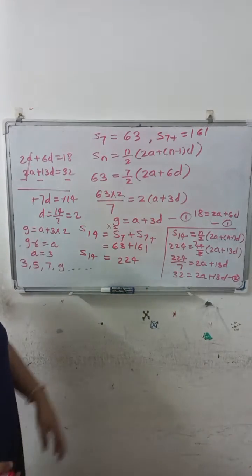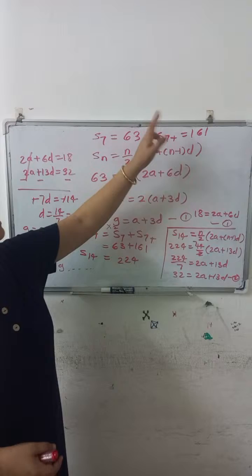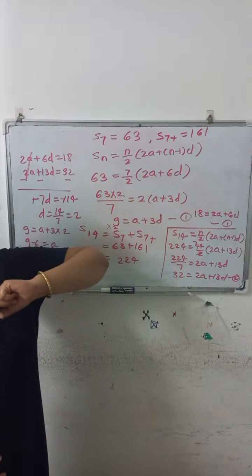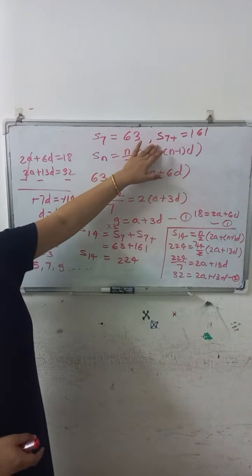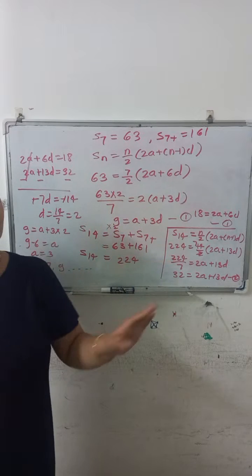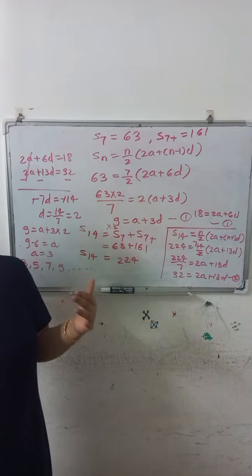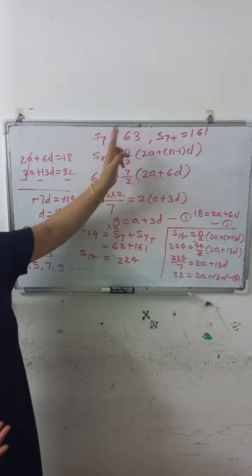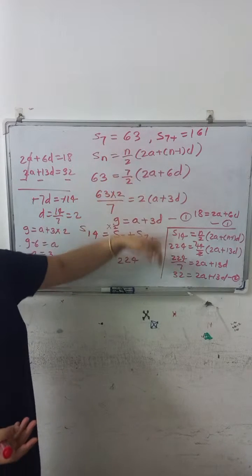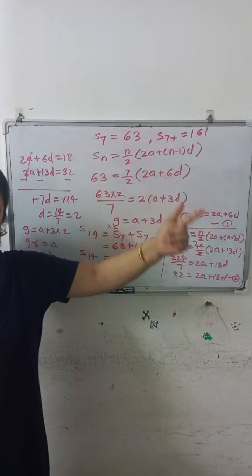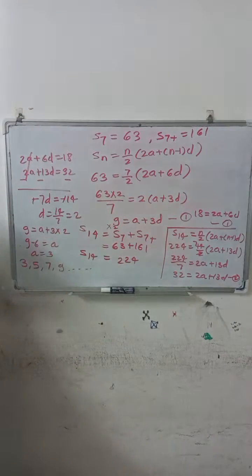Here in this case, S7 plus 161, that we can't do, because in this case from where it started, that we don't know. Previous things we don't know. That is the reason we have to take the sum of these two and then obtain the equation for S14, and find out the AP.